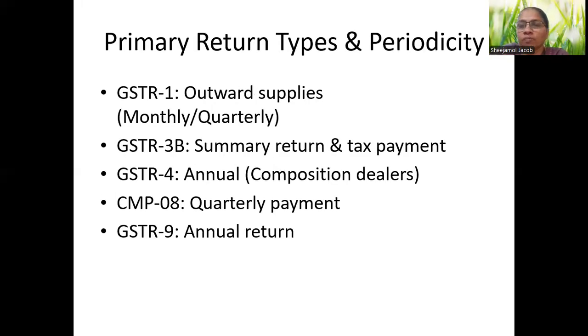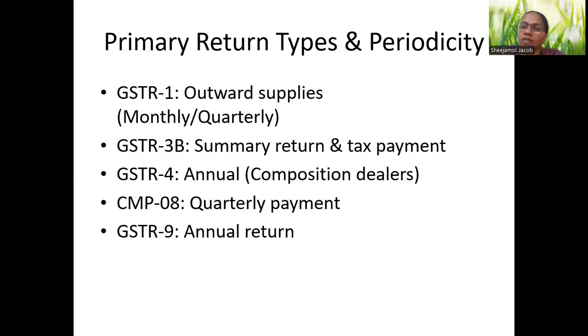And what are the different returns? The first one is GSTR-1, which is for outward supplies. This return has to be filed monthly by regular GST dealers and quarterly by composite dealers. GSTR-3B is a summary return and tax payment.